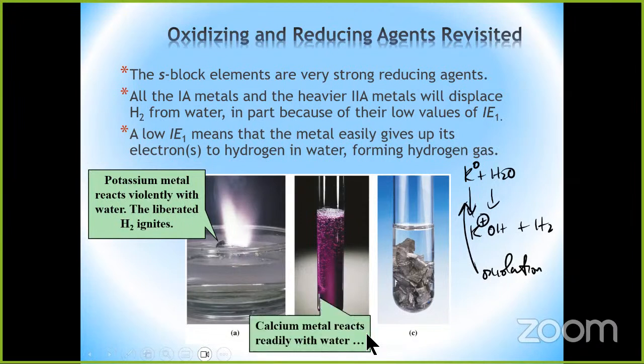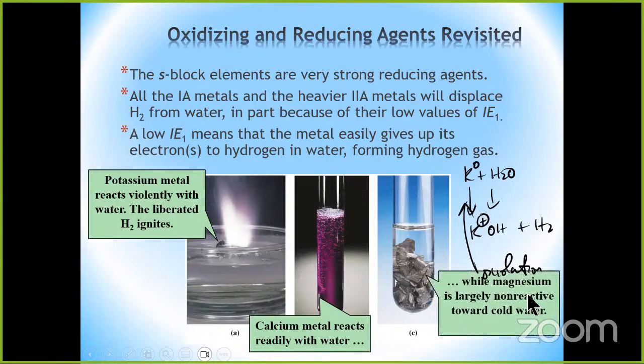In this case, this is calcium. Calcium is not as strong a reducing agent as potassium, so it reacts with water, but not as vigorously. And this here is magnesium, which is basically unreactive if you add it to water, but if you heat it, then the reaction will take place. That goes to show you the relative reductive powers of these elements. The fact that the metals are strong reducing agents is related to their first ionization energy values being very low, and that's why these elements easily lose electrons to reduce other substances such as water.